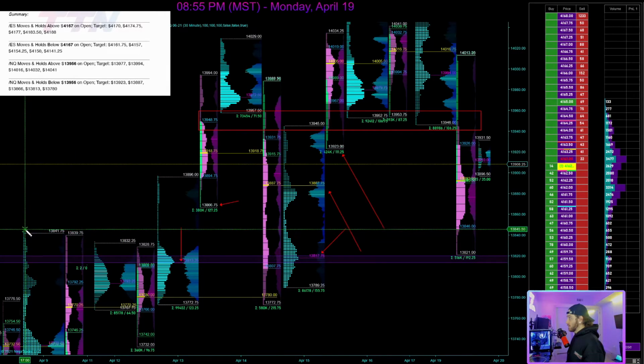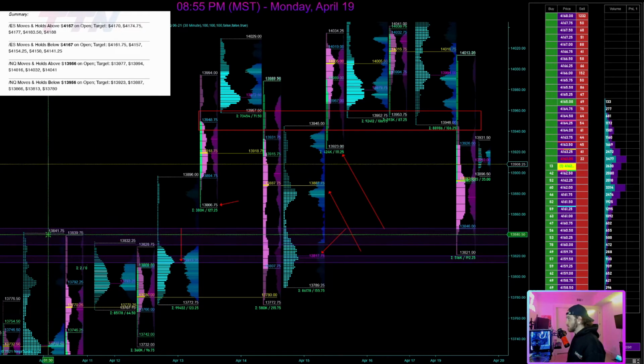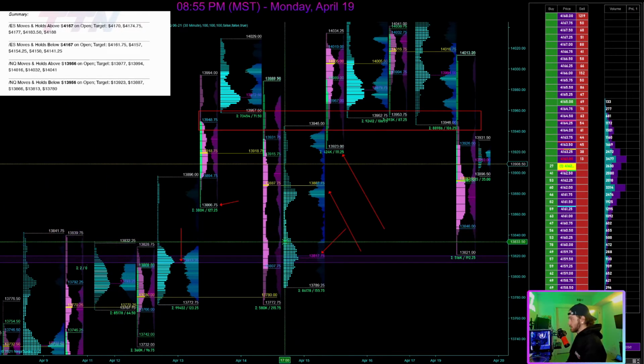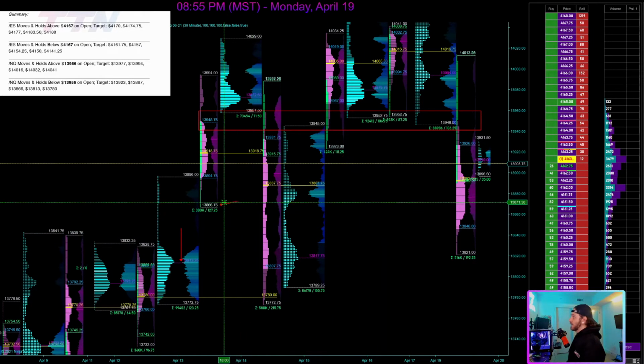And if I would have zoomed out a little bit, you can see that there's a little bit more confluence in this 41 to 28 area. So maybe I could have picked some targets right there. But all in all, immense opportunity on the downside with NQ today.